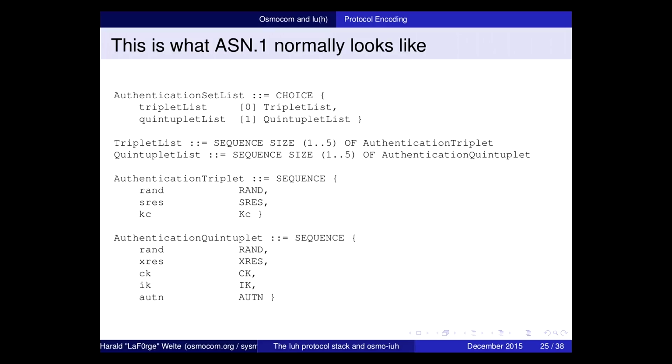To illustrate that, if you've ever seen ASN1, this is a relatively simple example describing authentication tuples or triplets or quintuples, basically the authentication data that's used for authenticating subscribers in networks. This is what is also used in GSM. It basically tells you there is an authentication set list which contains a choice of either a triplet or a quintuplet list. Each of those lists has a length from 1 to 5, and then you have a sequence, which is sort of a struct or a record of the items below in those lists. That is how ASN1 should look and how it normally looks.